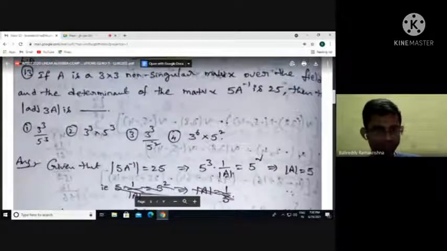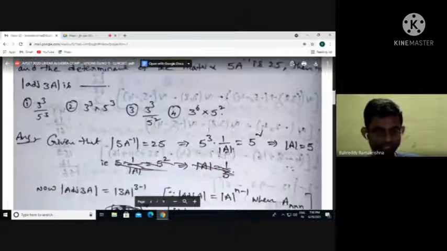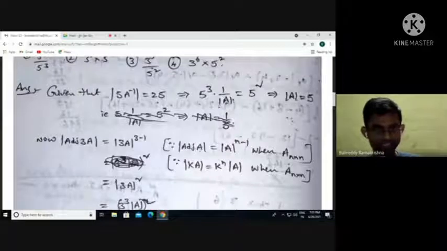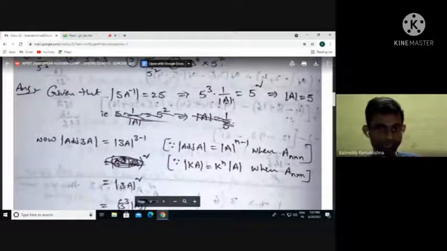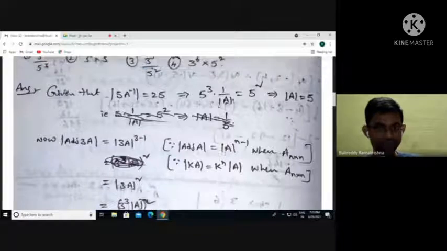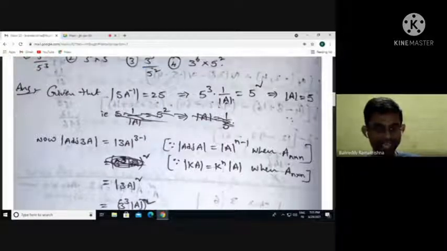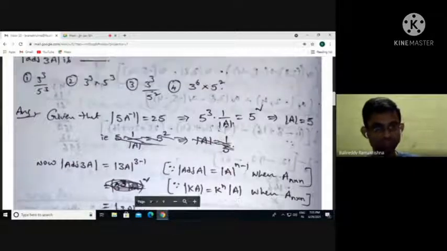Here we have to recall some properties of determinant. Whenever A is an n by n matrix, the determinant of adjoint A is given by determinant of A whole power n minus 1. This is a useful result. Similarly, the determinant of KA, where K is a scalar and A is an n by n matrix, can be written as K power n into determinant of A. So we will use these two results to solve this problem.